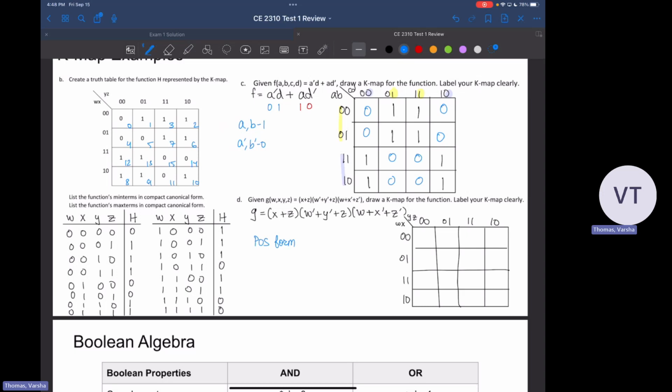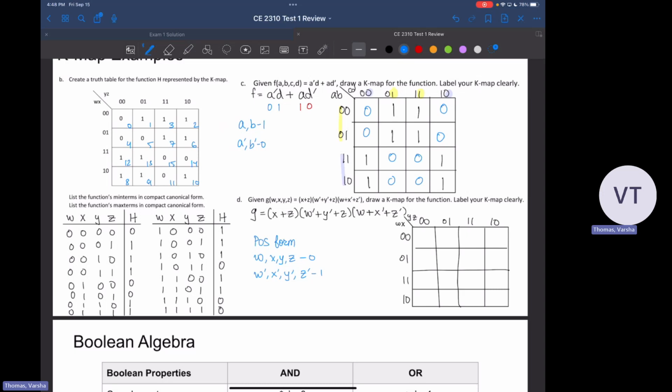Okay, so yeah, this equation is in a POS form. If you are not sure, go to the truth table, but in this case, it's a POS form. So your literals W, X, Y, and Z have a value of 0. Literals W naught, X naught, Y naught, and Z naught will have a value of 1. In your K-map, you're going to be filling in zeros first because you've been given a POS equation.